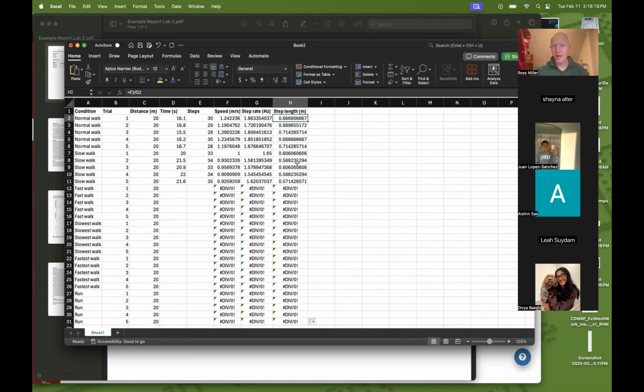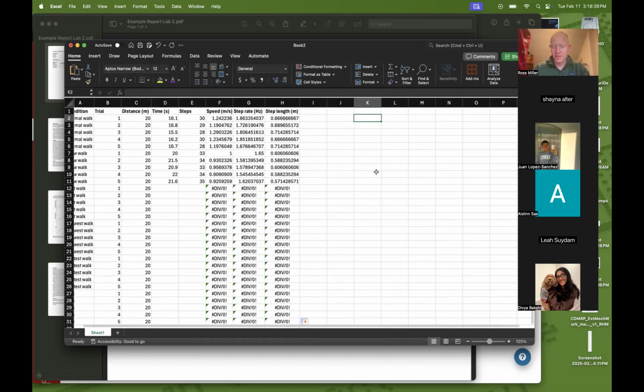Okay. So after you finish populating your sheet here with individual values for speed, step rate, and step length for each trial, then you want to, within each of these 6 conditions, average those variables over those trials to get within each condition an average value for that speed and for that step rate and that step length. Okay. So I would do that just somewhere over here off to the side. I'll make like a new section here called averages.